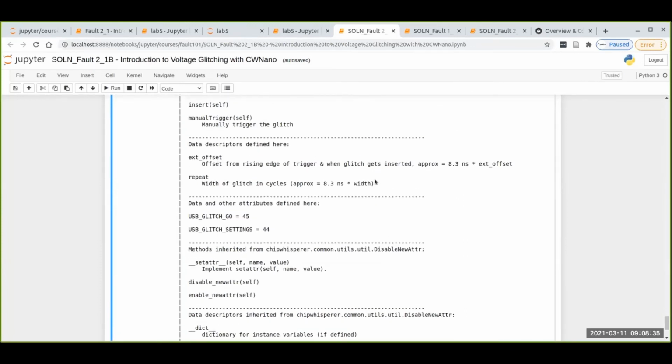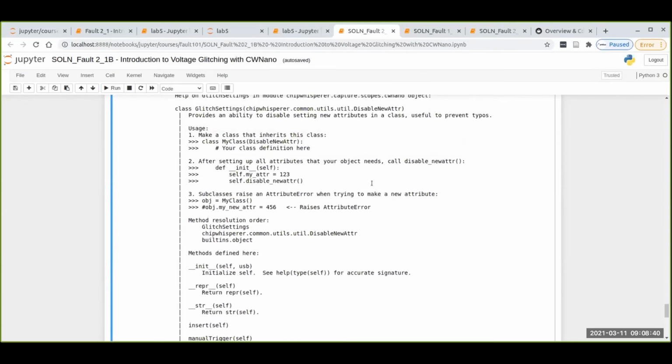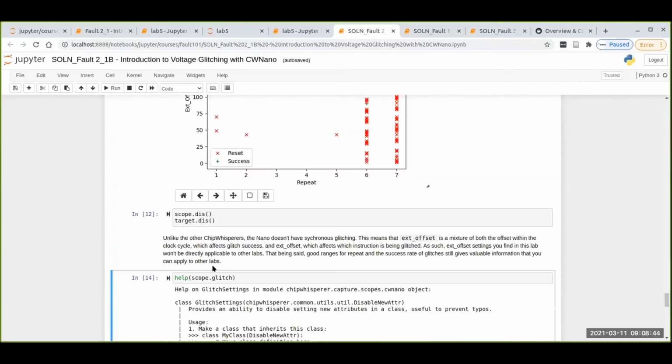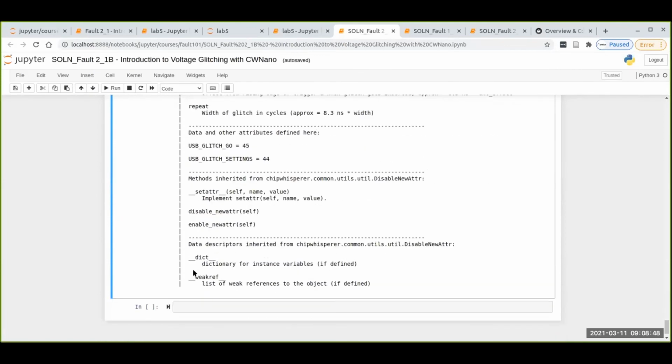So what did you find? By the way, how I found it, if I can't bother myself to find things on the internet, it's hard. I just type in help scope.glitch. Yeah, number of glitch pulses to generate per trigger.